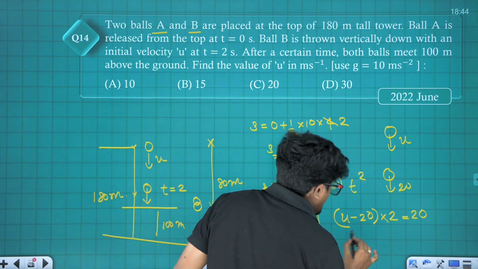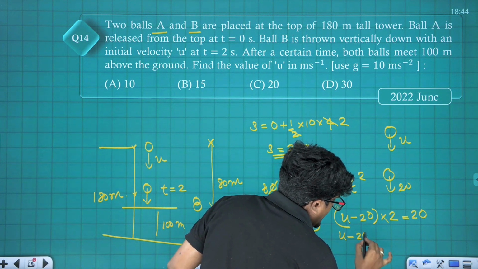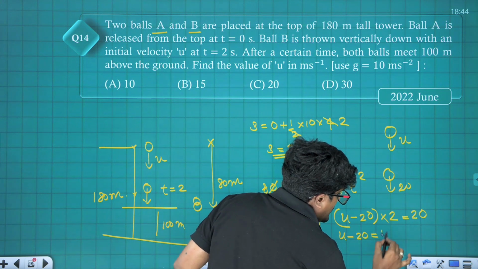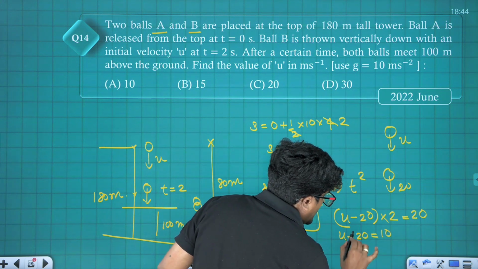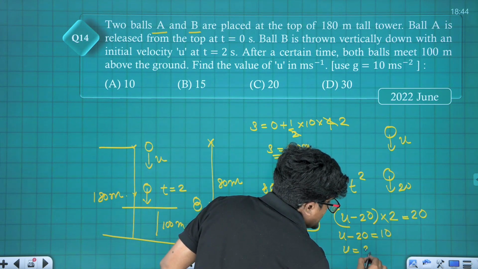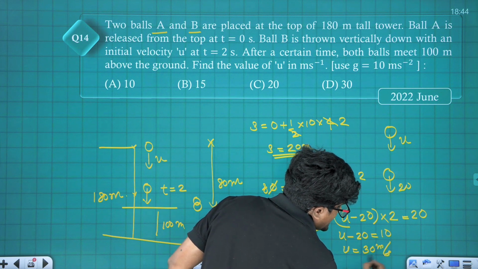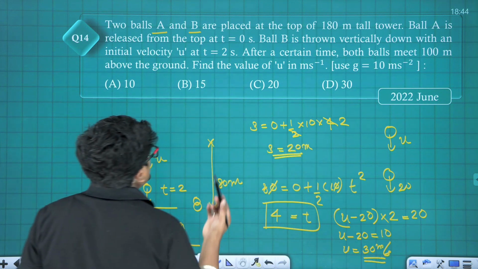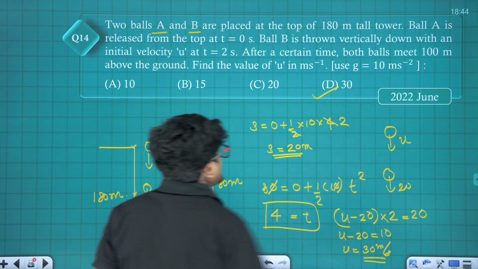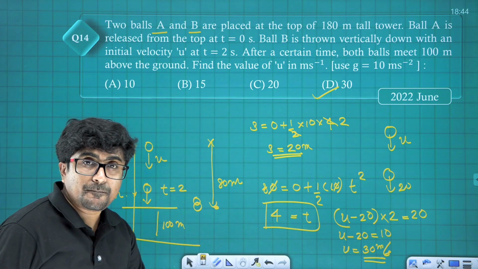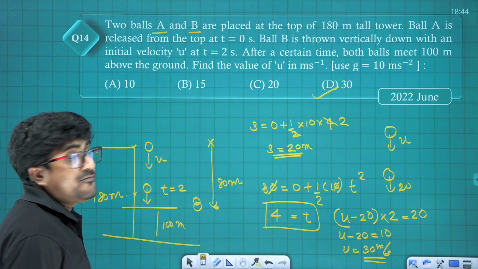Now of course u minus 20 is equal to 10, and u is going to be 10 plus 20, that is 30 meter per second. Which means option D is going to be the correct answer in this case. So next comes question number 15.